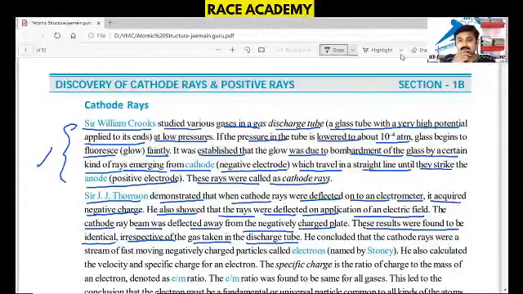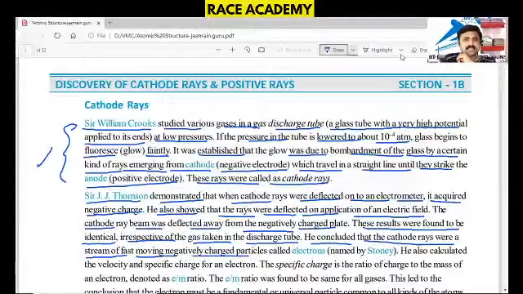So cathode rays were found to be identical irrespective of the gas taken in the discharge tube. The cathode ray beam was deflected away from the negatively charged plate. Finally, J.J. Thomson concluded that cathode rays were a stream of fast moving negatively charged particles called electrons. Actually, the name electron was given by the scientist Stoney.